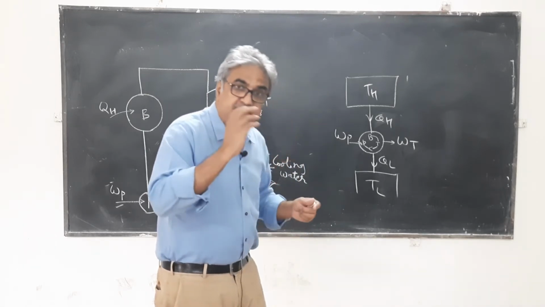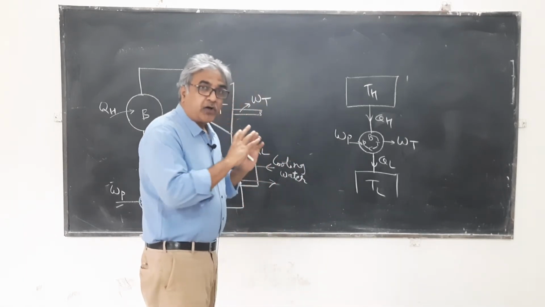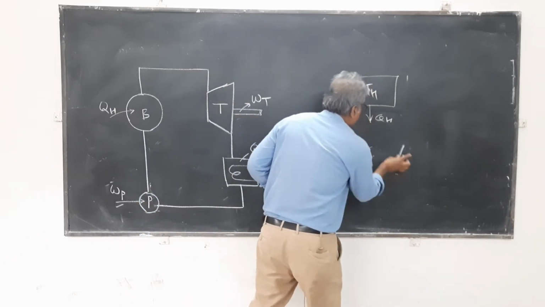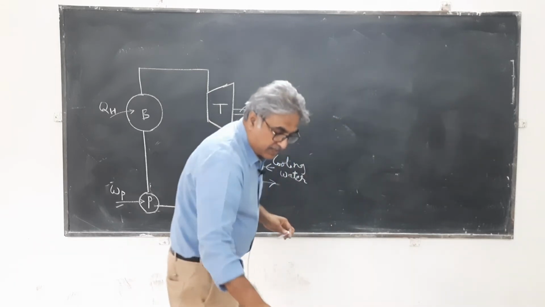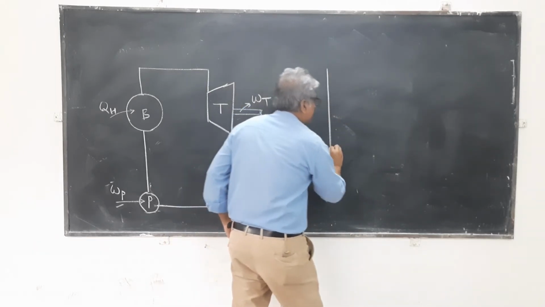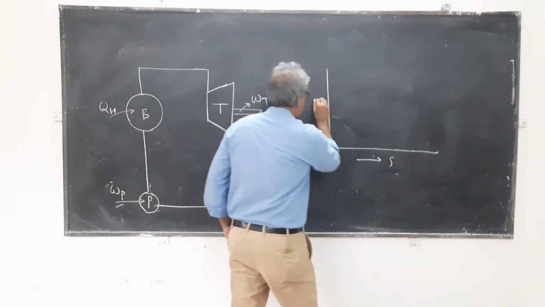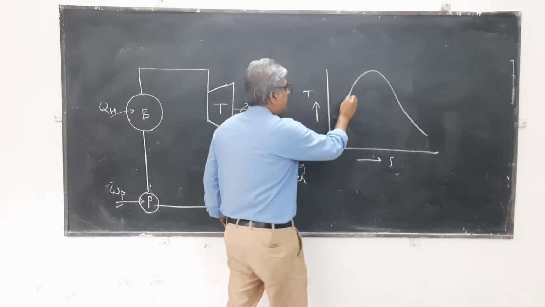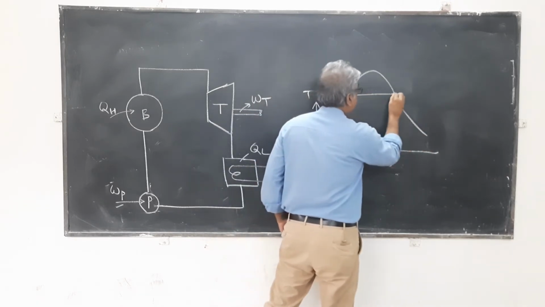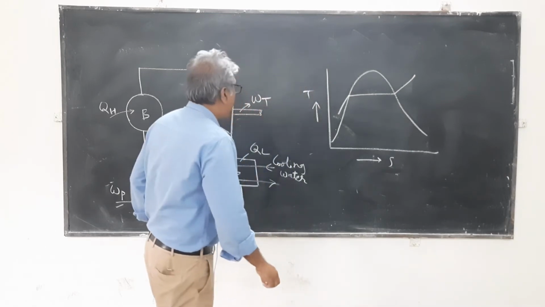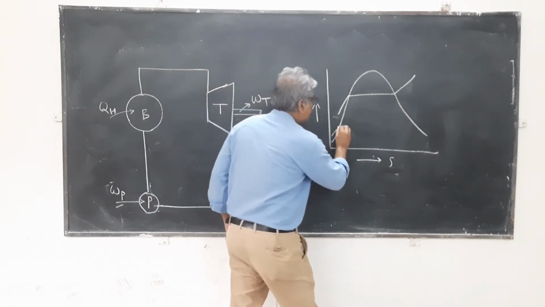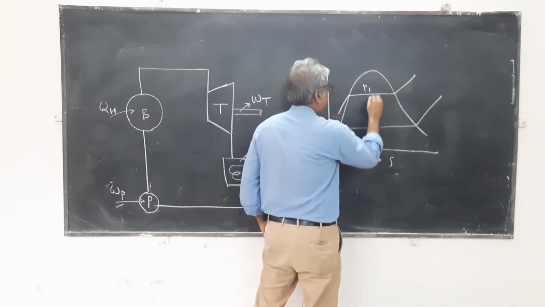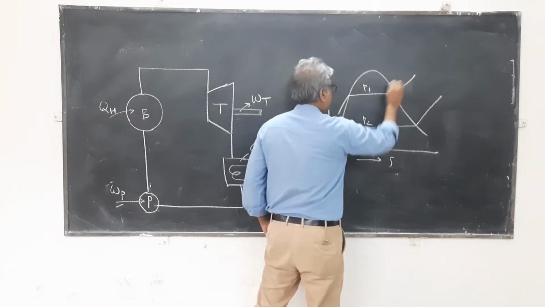But if we want to represent this cycle on a TS plane, let us do that. Let us say this is a TS plane, temperature-entropy plane, and this is the dome. I'll draw two constant pressure lines. This is a high pressure line and this is a low pressure line. So, this is pressure P1, this is pressure P2.